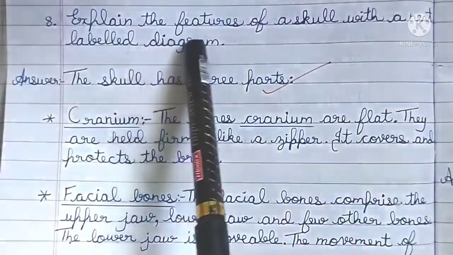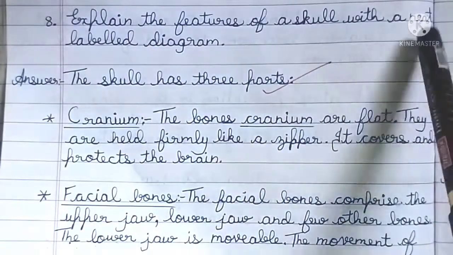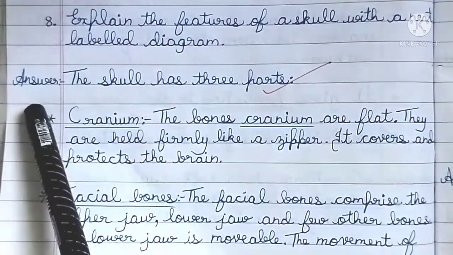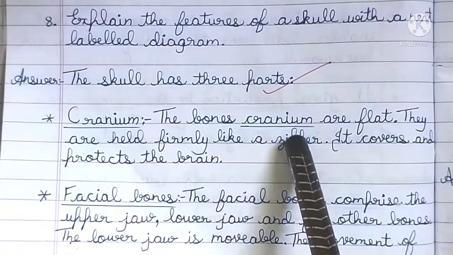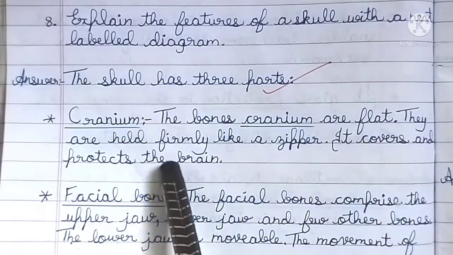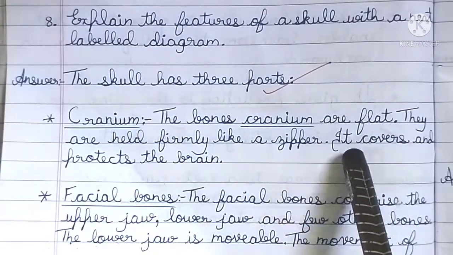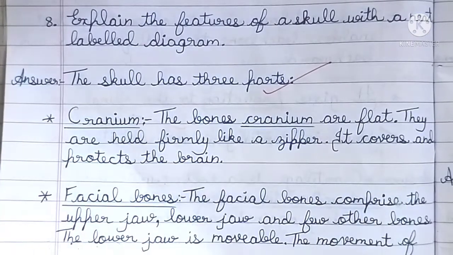Eighth one, explain the features of a skull with a neat labeled diagram. Answer. The skull has three parts. Cranium. The bones of the cranium are flat. They are held firmly like a zipper. It covers and protects the brain.